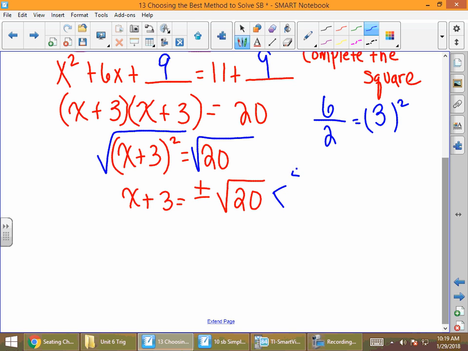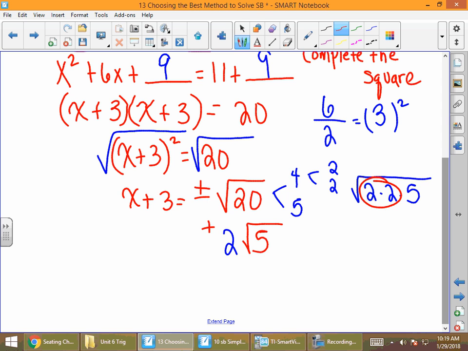20 is 10 times 2, or 4 times 5. It doesn't make any difference what you pick. If we write this a little bit neater, it's 2 times 2 times 5. And we need 2 of the same value to take out 1. So the square root of 20 is going to be 2 square root of 5, plus or minus.